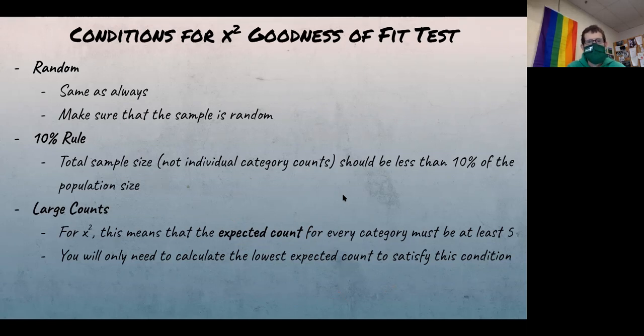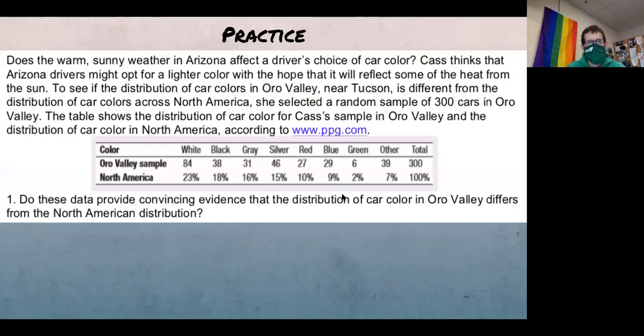Okay, no worries. We're going to run through another example of this, and so we'll be able to see. Now this is maybe a good example because not everything is a flat distribution like the die was. Now we got some other fun numbers to work with. Do these data provide convincing evidence that the distribution of car color in Oro Valley differs from North American distribution?